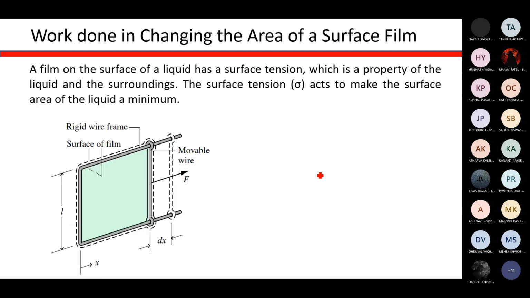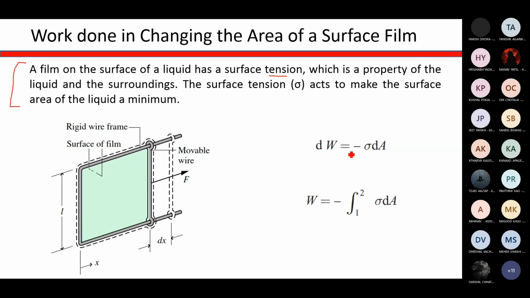Moving further, we'll talk about one more type of work done in changing the area of a surface film. Now look at the diagram and the paragraph which is given along with the diagram. There is a film on the surface of liquid, and it has the surface tension property. You are applying force F here and trying to stretch this film in this direction. This part is the movable wire.